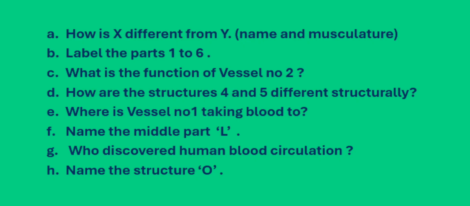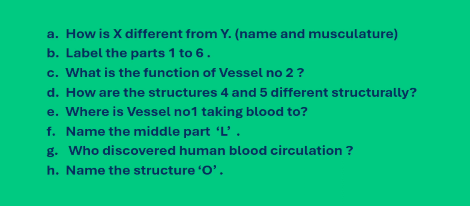So the first one is, how is this X different from Y which is shown in the diagram? You got to give the name and also differentiate depending upon its musculature. Then you got to label the parts from 1 to 6. The C part is, what is the function of vessel number 2? Then part D is, how are the structures 4 and 5 different structurally? Then subpart E, where is vessel number 1 taking blood to?